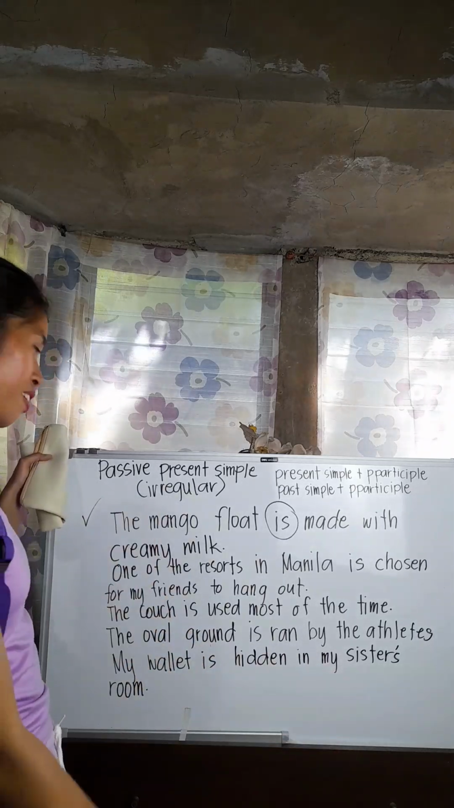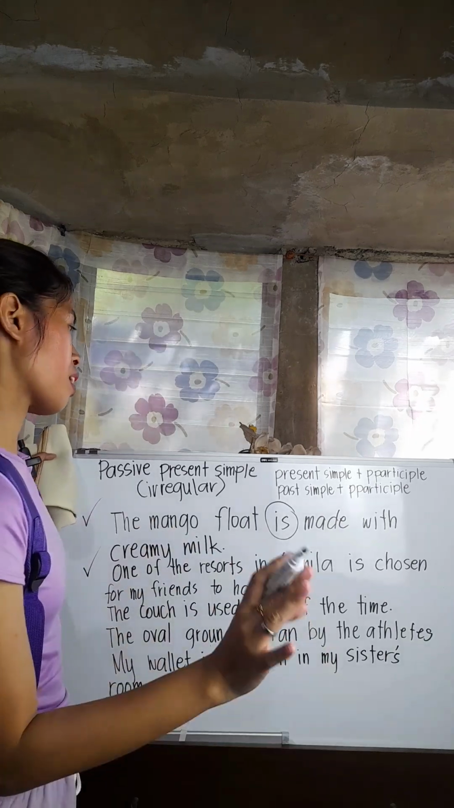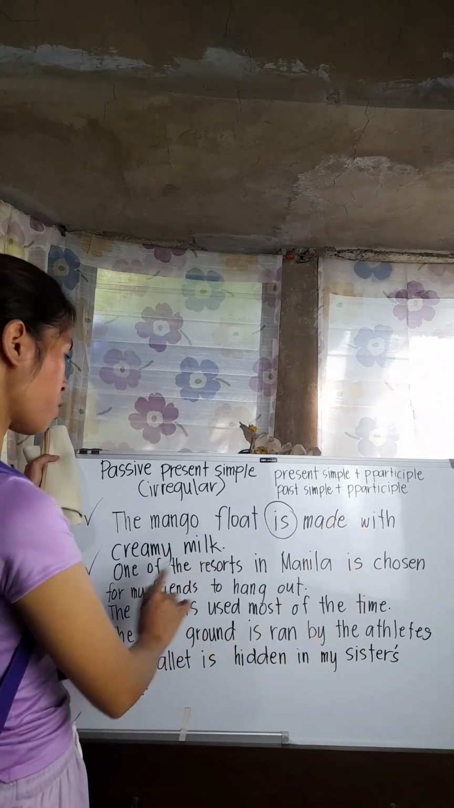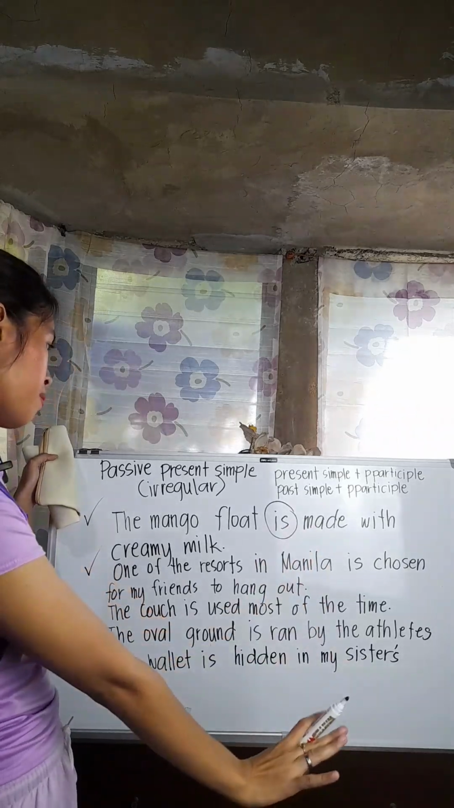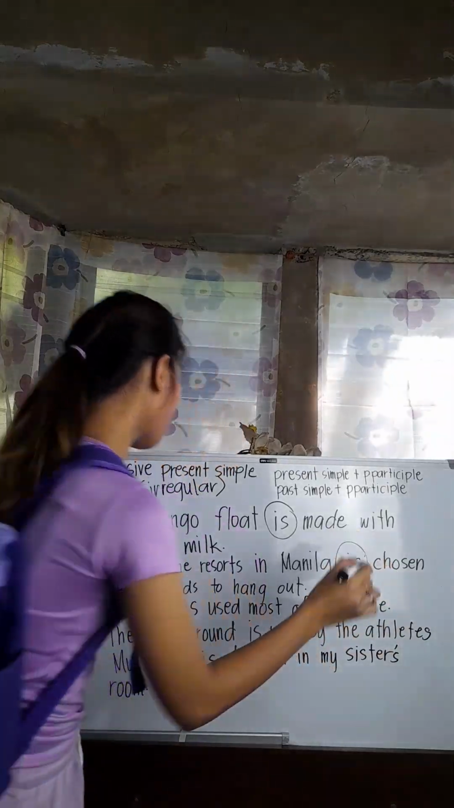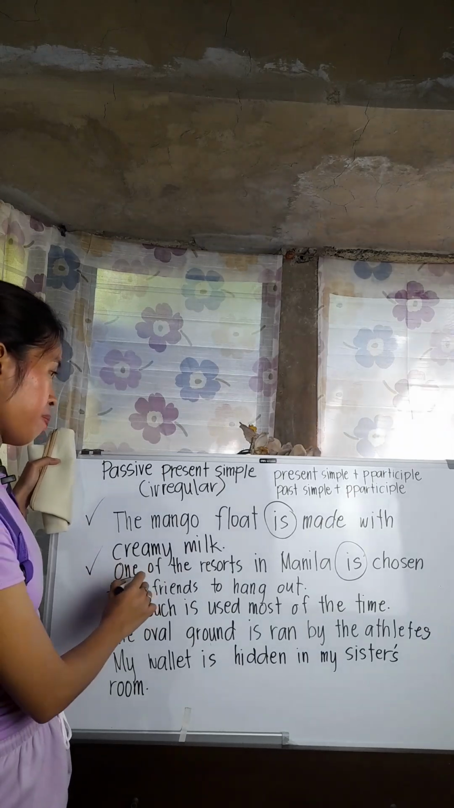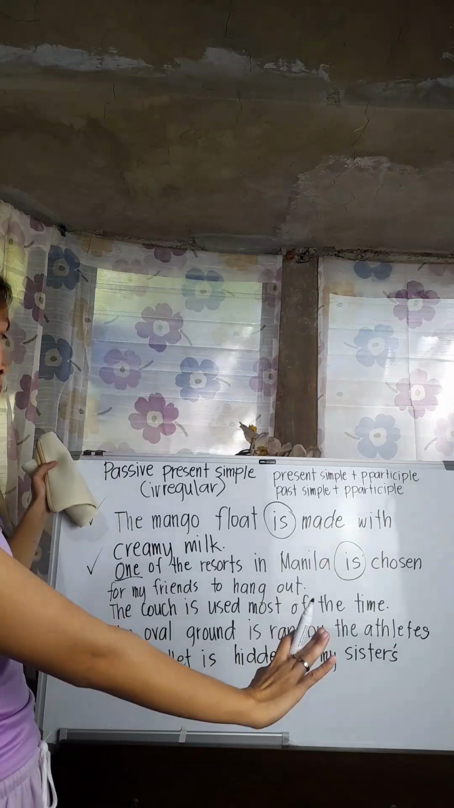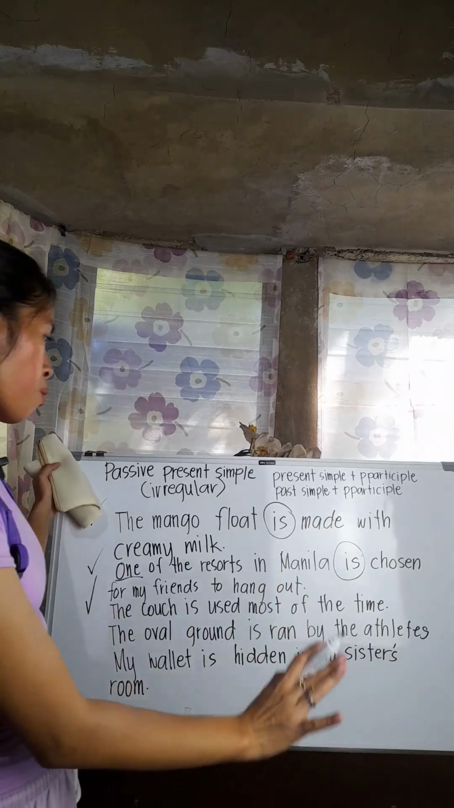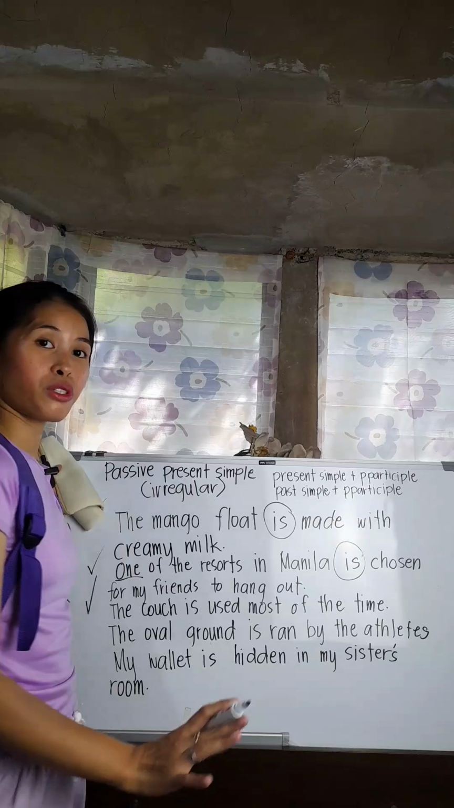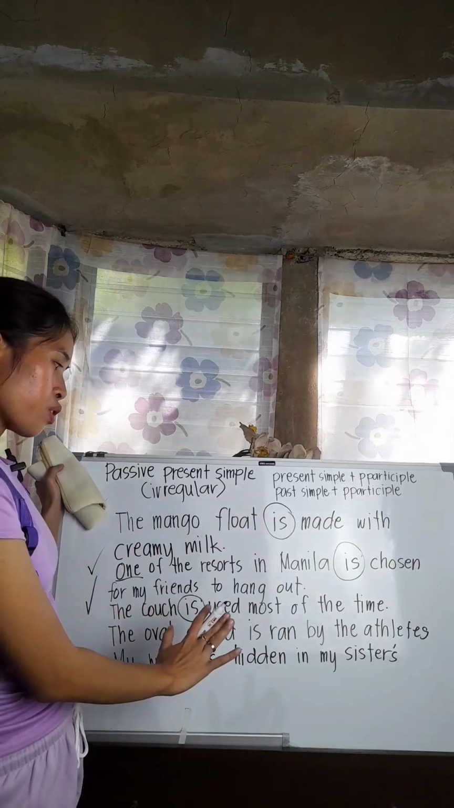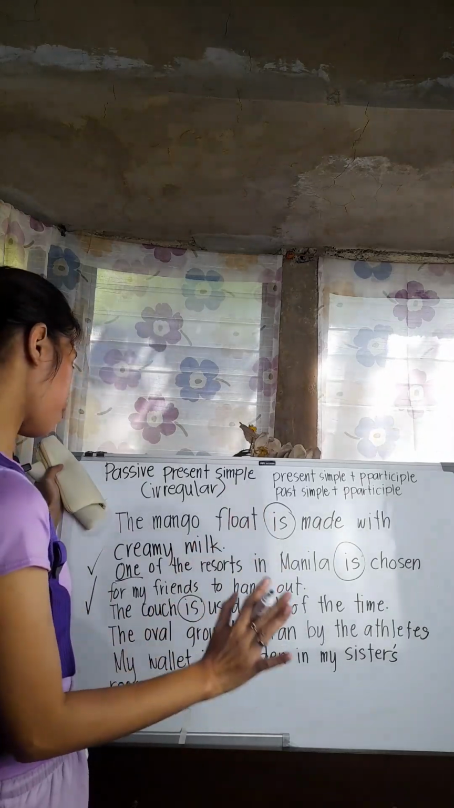For the second sentence, one of the resorts in Manila is chosen for my friends to hang out. One of the resorts as the subject. The present simple is. Why? Because of the word one. Chosen is the past participle. For the third sentence, the couch is used most of the time. The subject, the couch. Present simple is the word is. Used as the past participle.